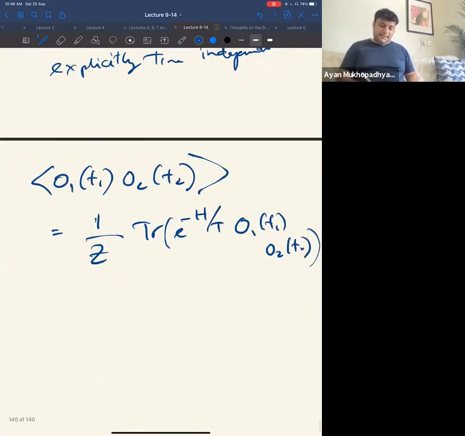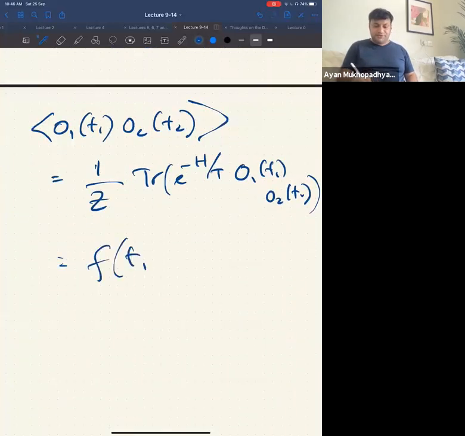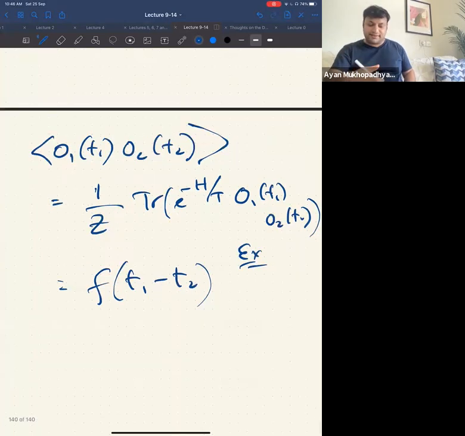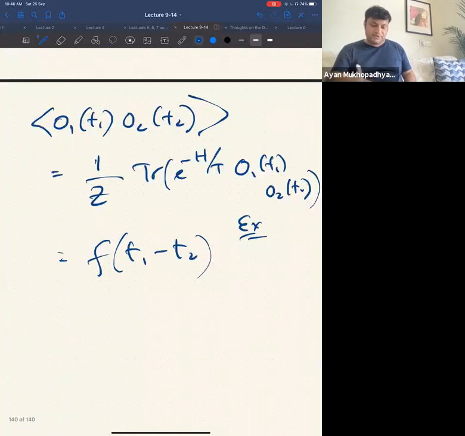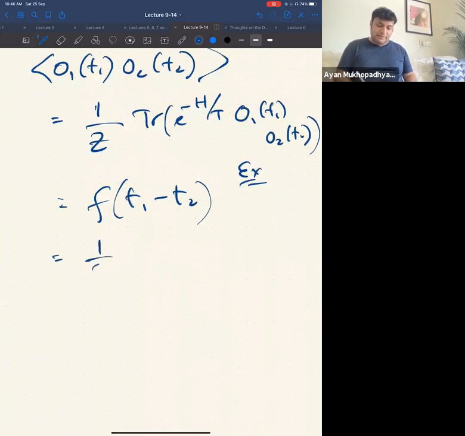Using similar techniques, you can prove this is nothing but a function of T1 minus T2. This will be an exercise. On Tuesday, I will give you an assignment problem, and this will be one of the problems. Try to show this, it's rather trivial. It's a simple extension of this. You can easily do it, okay? So it will only be a function of T1 minus T2. This is something that we have used often.